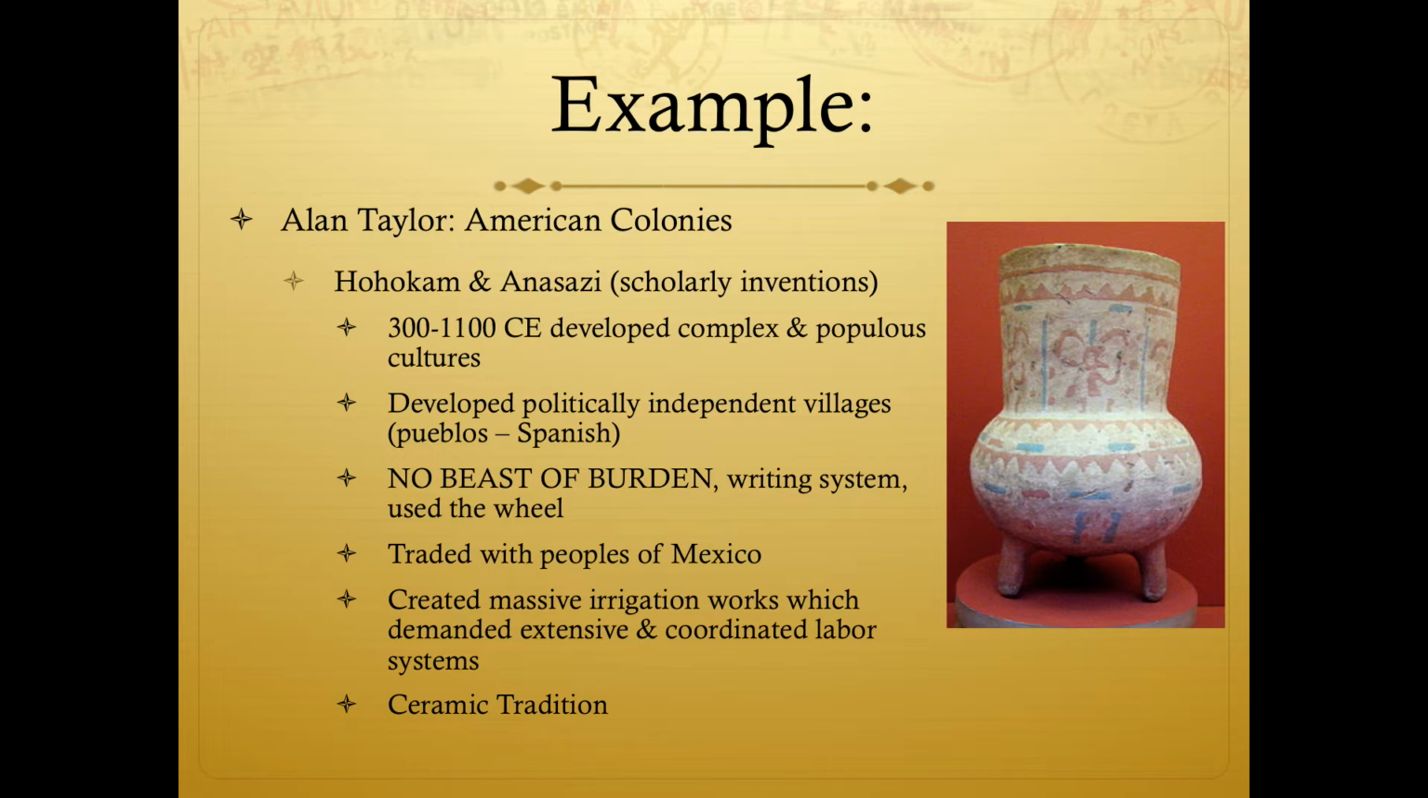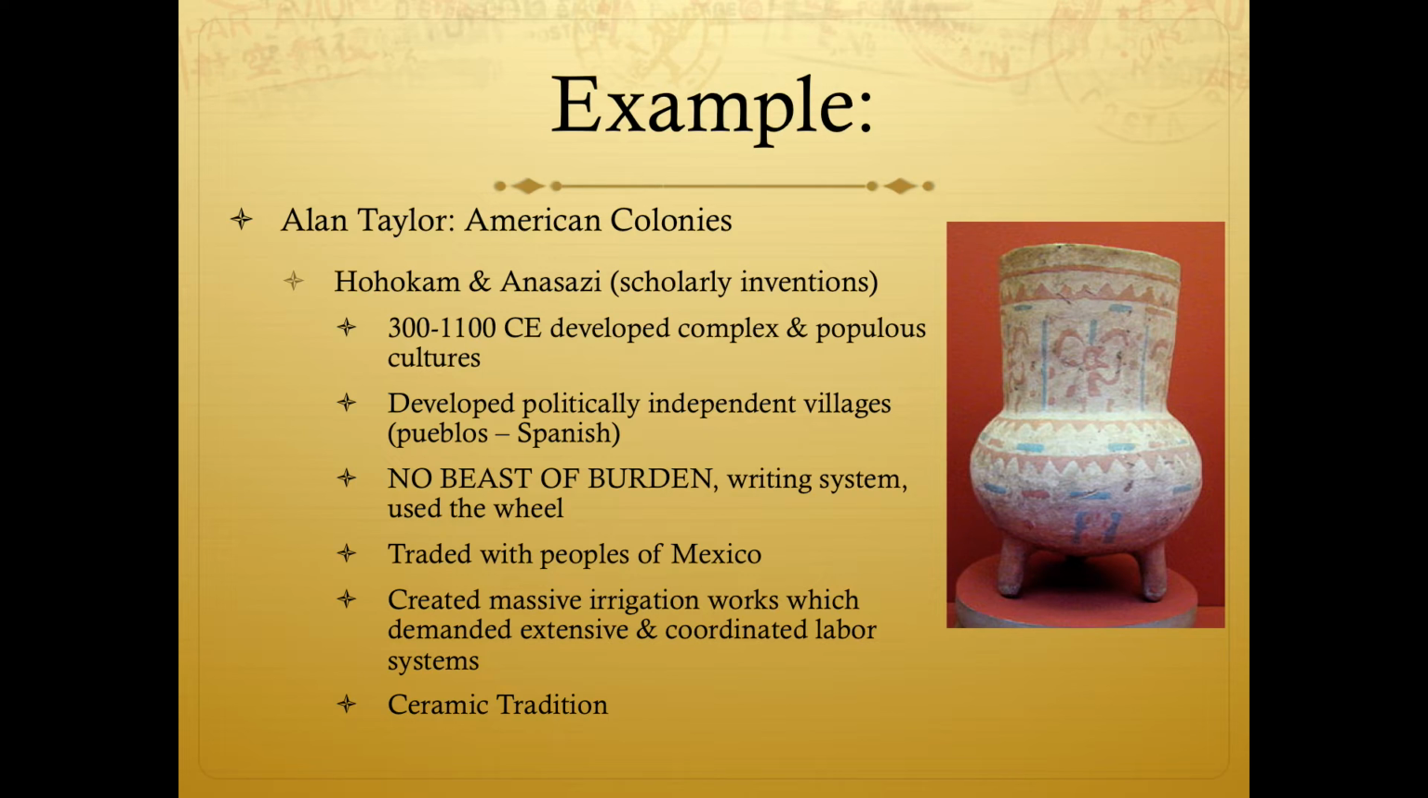Again, complex, populous cultures developed politically independent villages. A very famous group are the Pueblo Indians. That's a Spanish word right there. We think of the Pueblo Indians, but that's actually a name that comes to us from Spain. They built what would look like condominiums along the sides of the mountain ranges. Never had any beasts of burden in their civilization, nor did they develop a writing system. They did use the wheel. They traded with peoples throughout Mexico. They created massive irrigation works, which demanded extensive and coordinated labor systems.